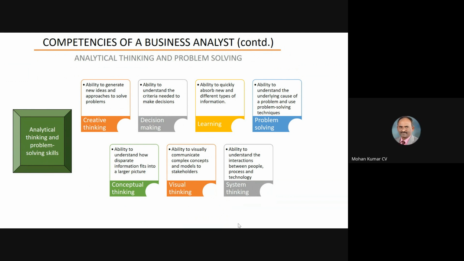Now, when you are given a problem, the first and foremost thing required is critical thinking. The ability to generate new ideas and approaches to solve problems is called creative thinking. Why I brought up Einstein was a statement he made: if you give me a problem and 1 hour to solve it, I will spend 50 minutes understanding the problem and 10 minutes solving it.